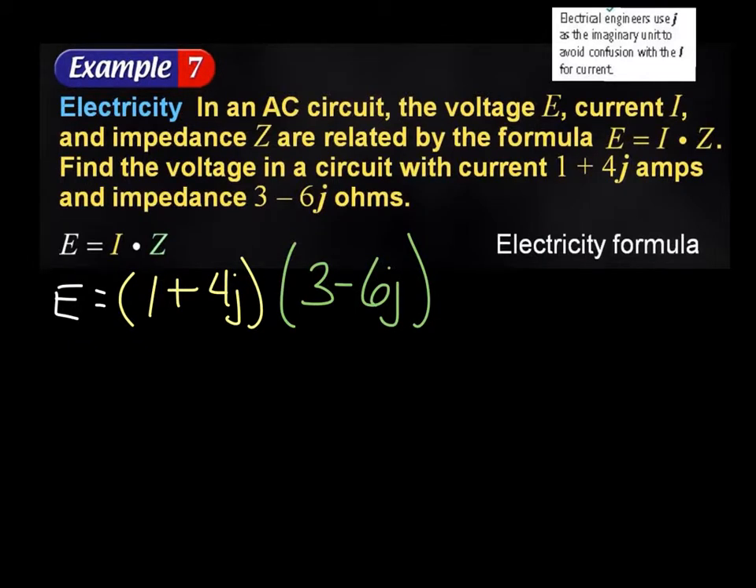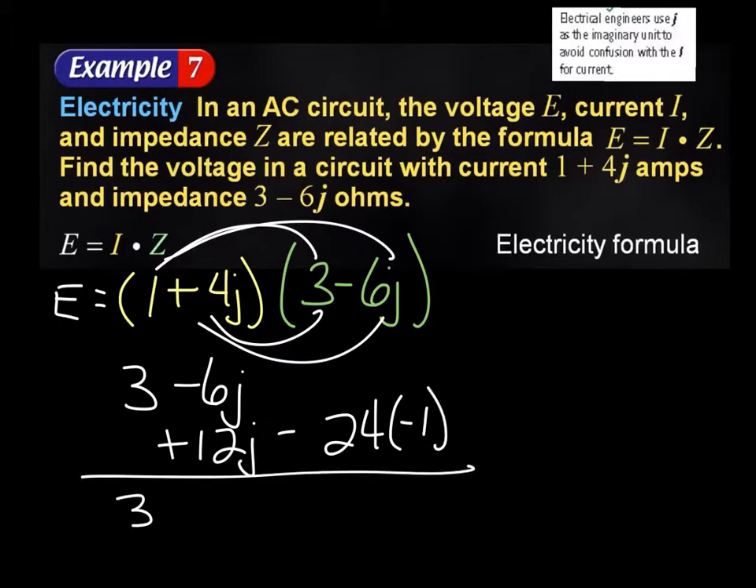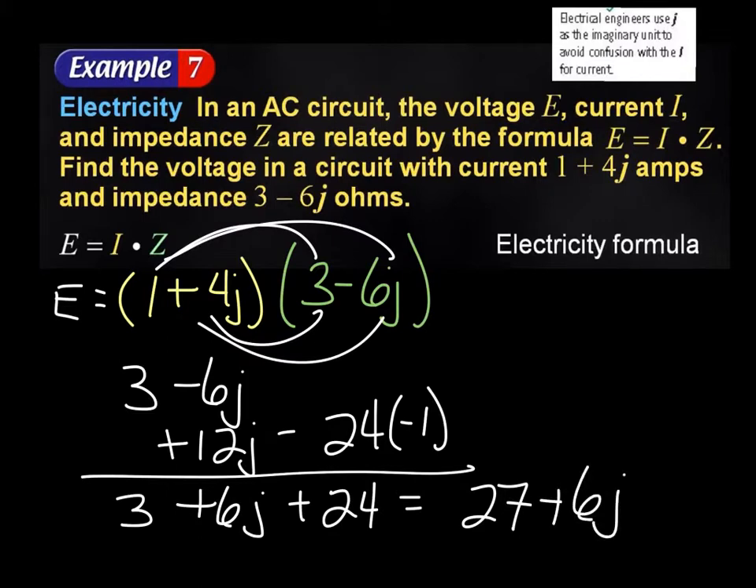I plugged in 1 plus 4j for the current and 3 minus 6j for the impedance, and then we can FOIL. So 1 times 3 is 3, minus 6j, plus 12j, minus 24j squared, but we know that j squared or i squared is negative 1. So we have 3 plus 6j plus 24, and combining my likes, 3 plus 24 is 27 plus 6j. And I remembered to write the real part first and then the imaginary.